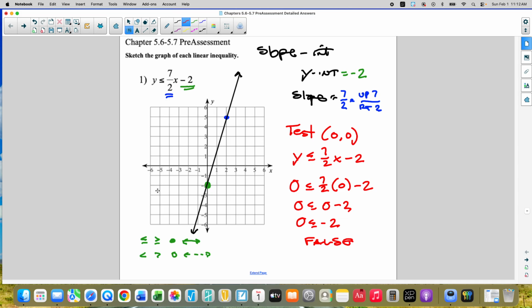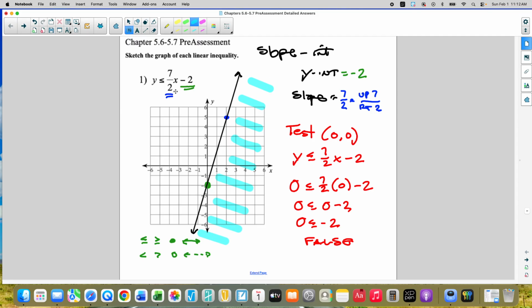So all the points on this side are not a solution, and all the points on this side are solutions. And so we are going to always graph the solutions because we want to shade the answers. This represents all of the solutions to this equation.